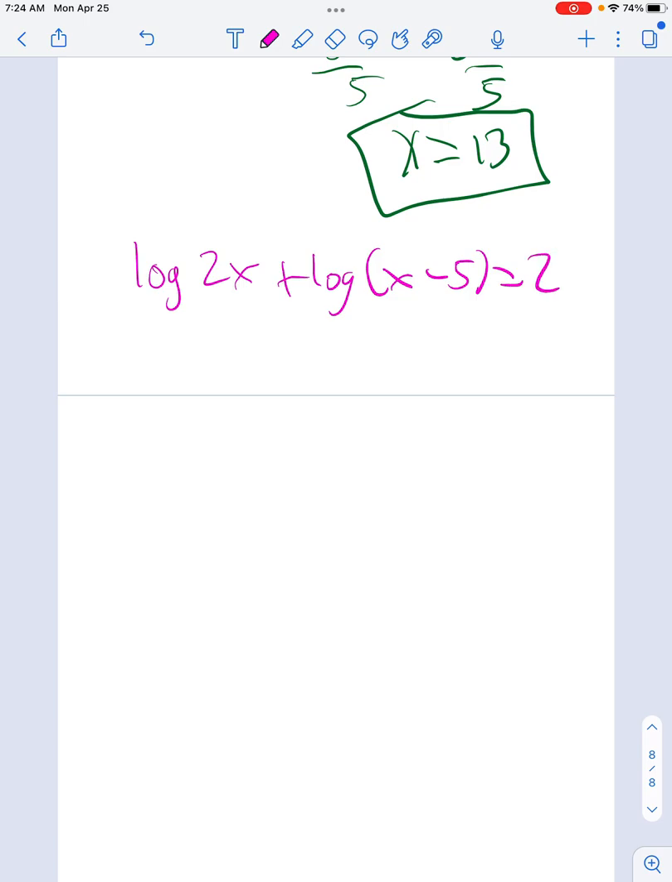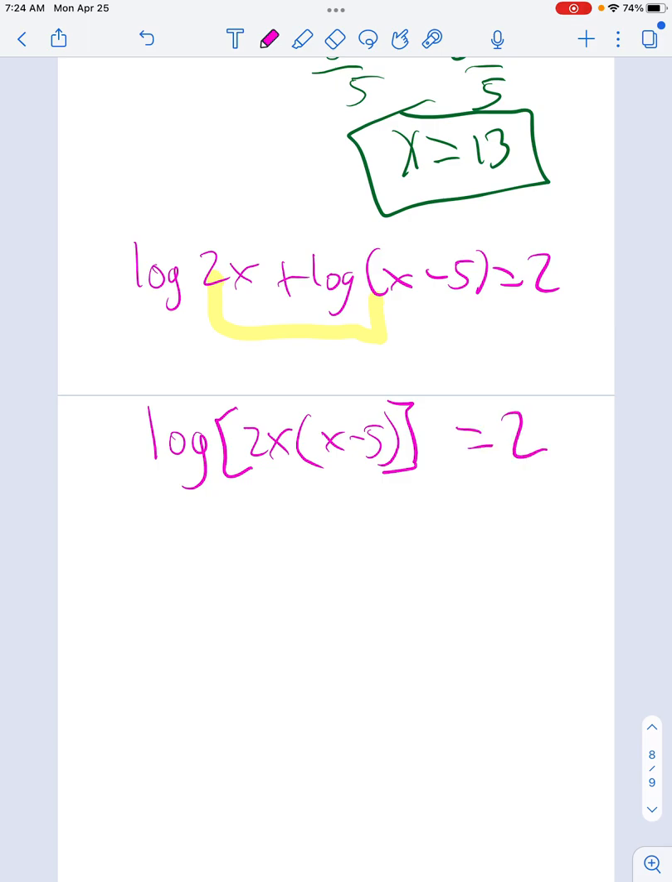For starters, I'm going to use the product property, and I'm going to smush these two together because they're the same base. So I'm going to say I have log of 2x, and then I need to multiply it by everything inside, equals 2.